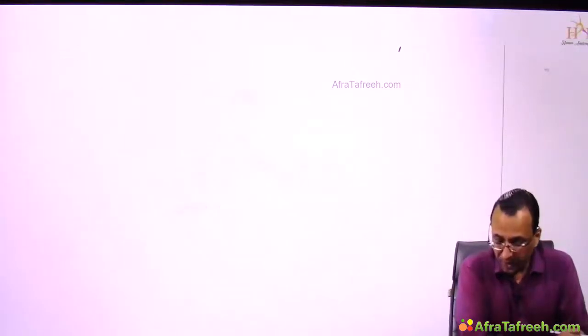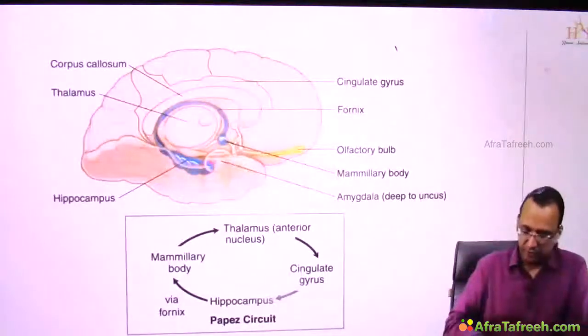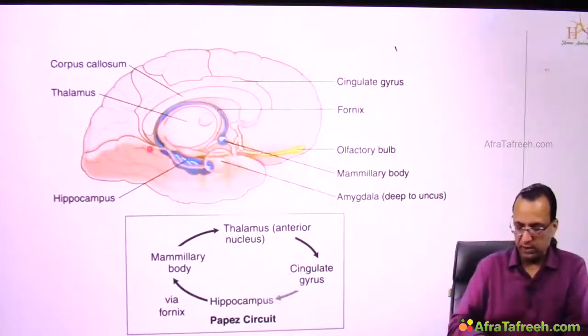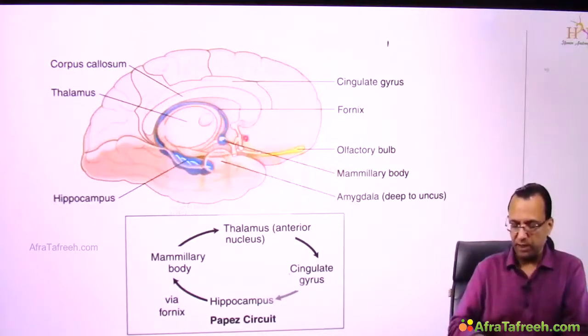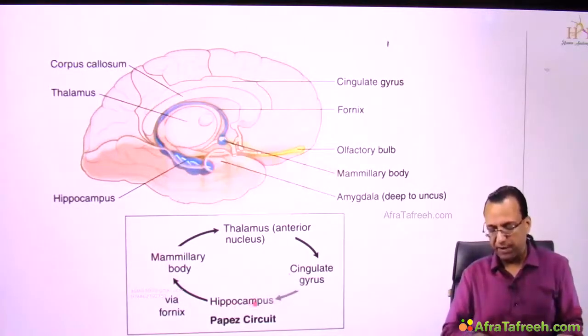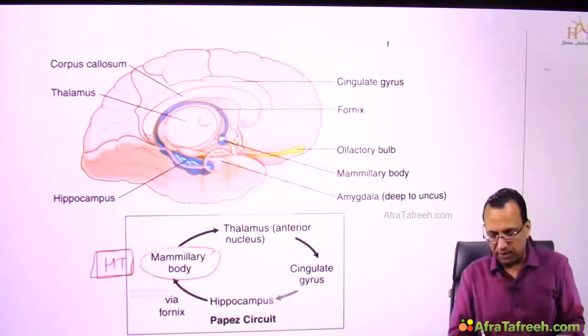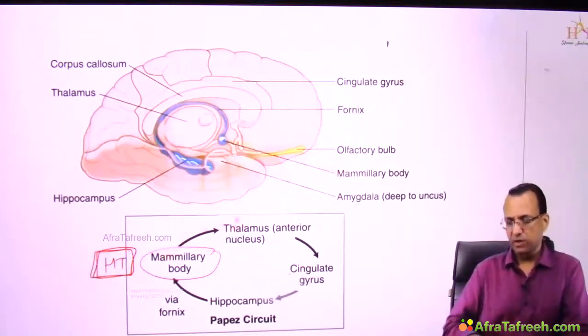You'll find here a diagram for Papez circuit, limbic system. See, this is the hippocampus, and what is it sending? The C-shaped structure, that is a fornix. Where is the fornix going? To the mammillary body. Where is mammillary body? Hypothalamus, and from the hypothalamus to the thalamus. Hippocampus sending via fornix into mammillary body. Mammillary body is hypothalamus, and from there it will go to the thalamus. Which nucleus of thalamus? That is anterior nucleus of thalamus.